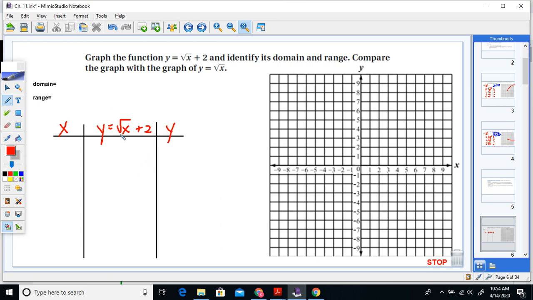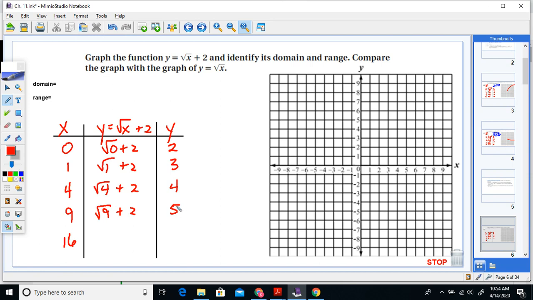So we're going to take the square root first, then we're going to add 2. So again, this can't be negative. It can be 0. And then let's choose perfect squares. 1, 4, 9, 16. And let's plug them in. Square root of 0 plus 2. That's 0 plus 2 is 2. Square root of 1, that's 1, plus 2 is 3. Square root of 4 is 2, plus 2 is 4. Square root of 9 is 3, plus 2 is 5. Square root of 16 is 4, plus 2 is 6. And let's plot them.